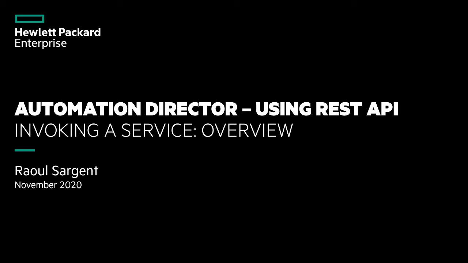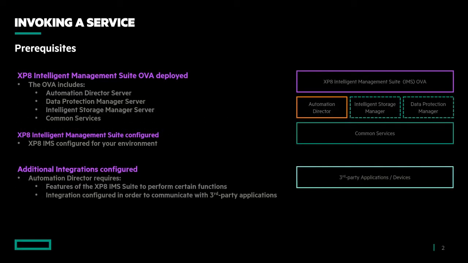This video provides an overview of using the Automation Director REST API to invoke a service. Because many of the Automation Director services use features provided by other members of the XP8 IMS family, deploying and configuring the XP8 IMS OVA is the quickest solution to get started. Once the XP8 Intelligent Management Suite has been deployed and configured for your environment, you are then ready to start using the Automation Director REST API.